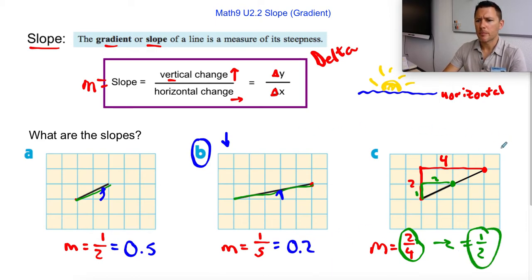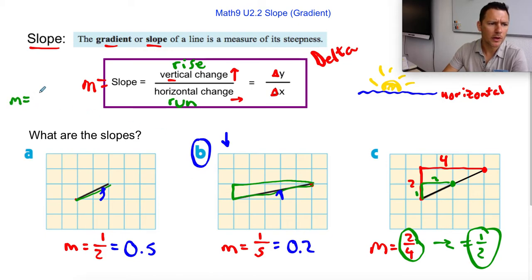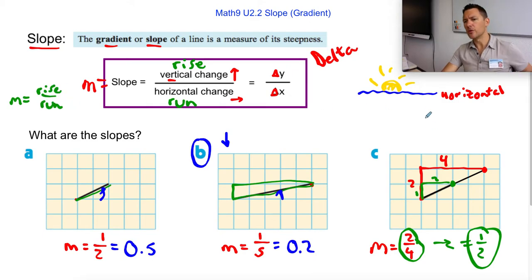Great. Sometimes you'll see this, instead of calling it vertical change, as rise. How much does the line rise from one point to another? And instead of calling it horizontal change, sometimes you'll hear it as run. How much does it go over? So sometimes you can see slope as rise over run. That's just a colloquial way to say it.